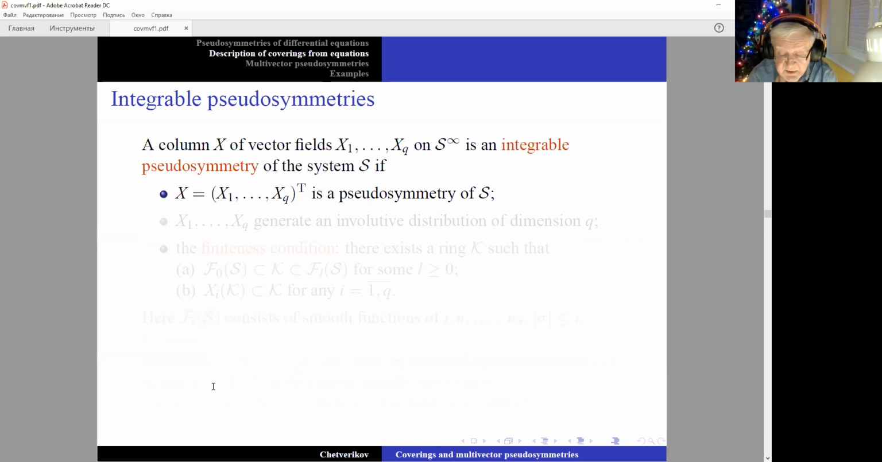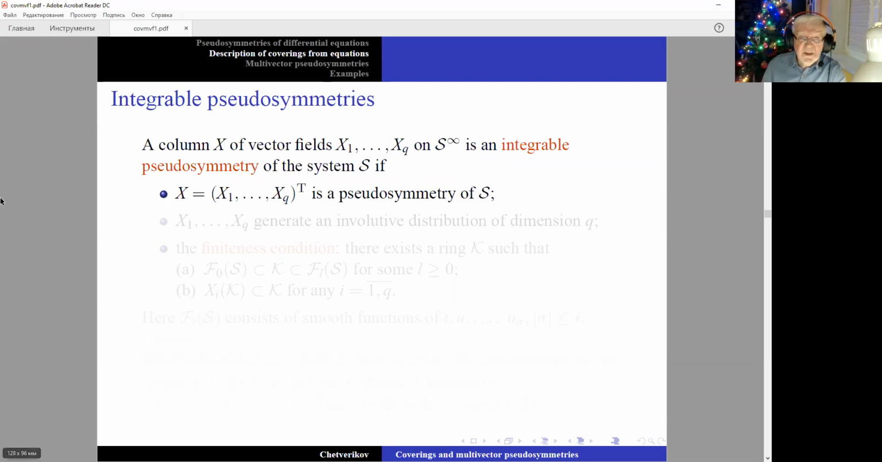Note that the infinite prolongation of a system is usually an infinite dimensional manifold, and the distribution generated by pseudosymmetry can be not integrable. Therefore, we will give the following definition.